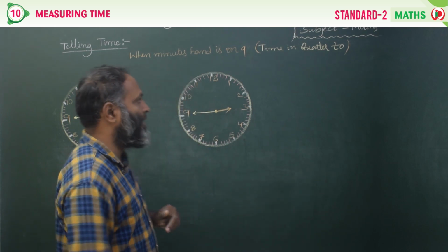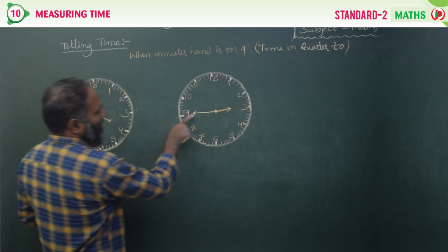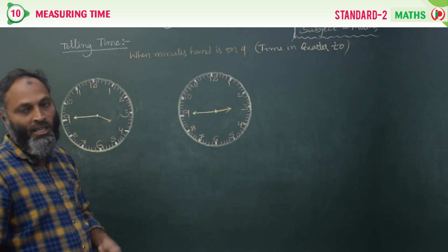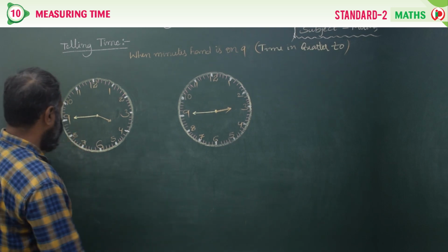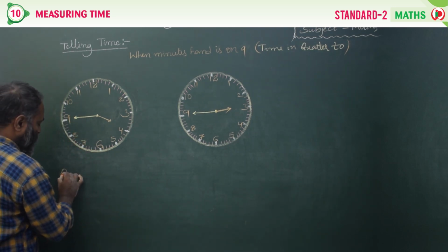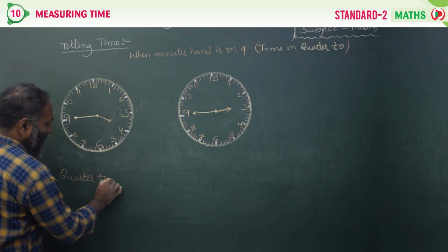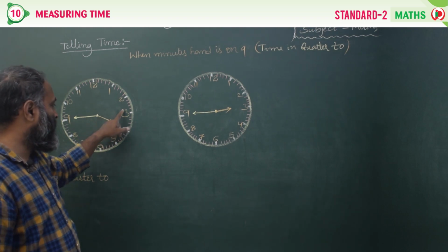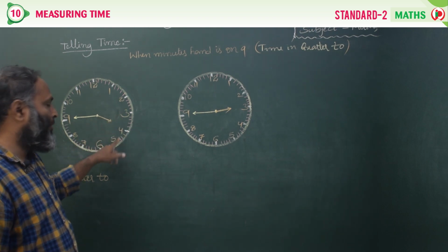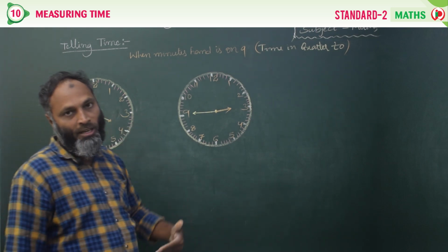See here, the minute hand is at 9, and here also the minute hand is at 9. How do we identify the minute hand? The longer hand is the minute hand. So then we should write quarter to. Now how many hours? The hour hand is in between 3 and 4. Whenever it is quarter to, we should take the bigger number.